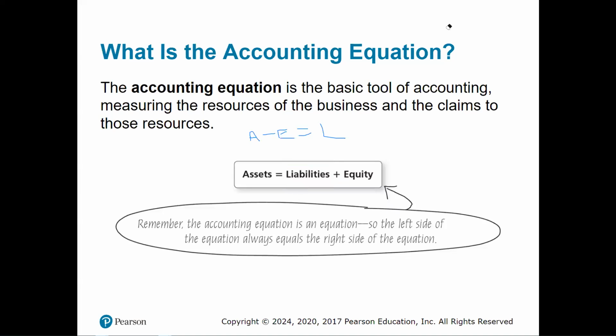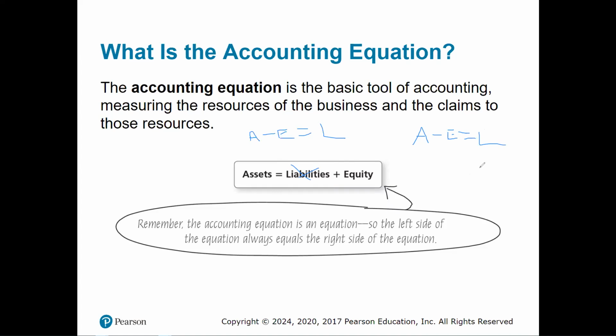We can also say, okay, well, if we want to take our assets minus our equity, that would equal our liabilities. So if we just take that and subtract it from both sides, we end up with assets minus equity equals liabilities. We can also come up with subcomponents of these the same exact way.